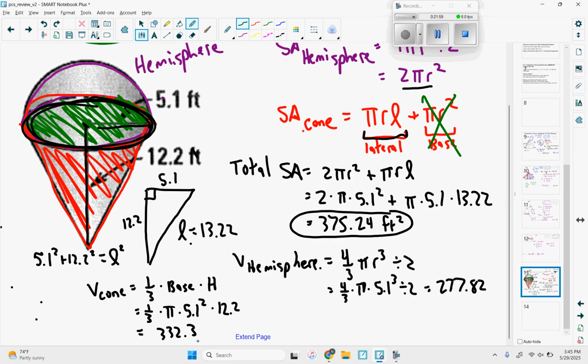Total volume, just add these two together, right? Because we're just sticking the hemisphere on top of the cone. So our total volume in this problem, just adding the two volumes together, we get a total of 610.12 feet cubed.